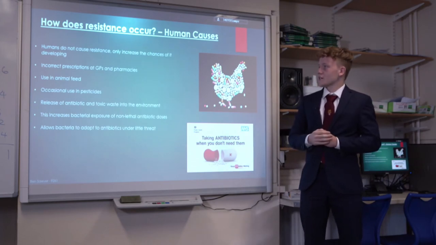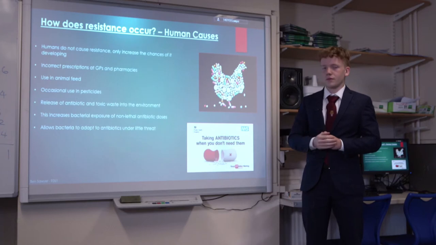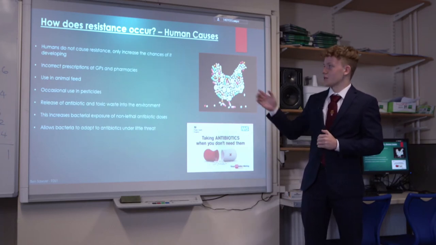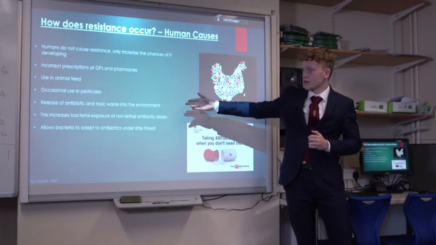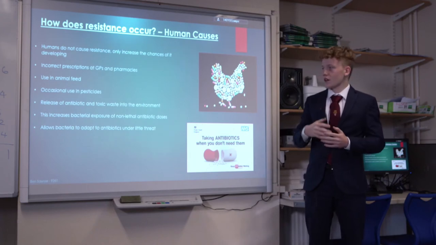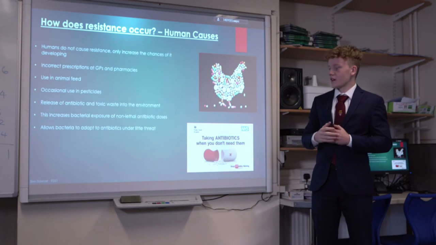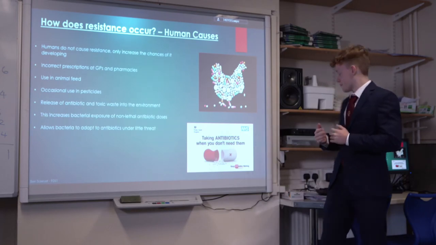There's also a human side to this. As I said before, the whole process of actual resistance occurring is completely natural. But humans also contribute to upping those odds, mainly through their misuse. A primary area this happens in is medical settings, so GPs, pharmacies, all that kind of stuff. By misprescribing antibiotics, you're essentially increasing the bacteria's exposure to those antibiotics and increasing the chances of those resistance genes arising. It's also used in farming, with animal feed and use in pesticides. We also release a lot of toxic waste into the environment. And all this, again, just exposes bacteria to low levels of antibiotics and increases their chance of developing resistance.